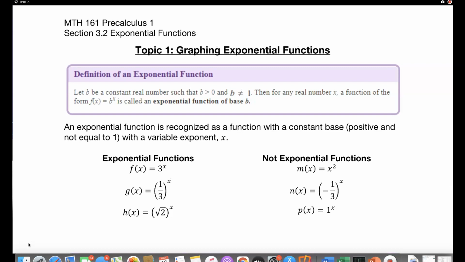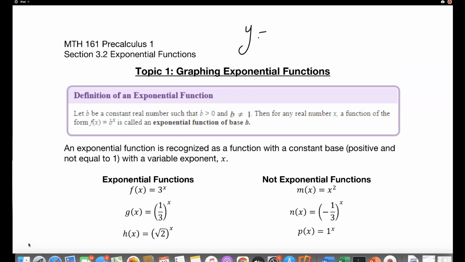So let's talk about exponential functions and graphing exponential functions. For the definition of an exponential function, we have to have the x in the exponent. For example, y equals x squared is not an exponential function. This is actually a quadratic function. It doesn't just mean it has to have an exponent, because polynomial functions have exponents, and they're not exponential functions. To be an exponential function, you must have a variable exponent.